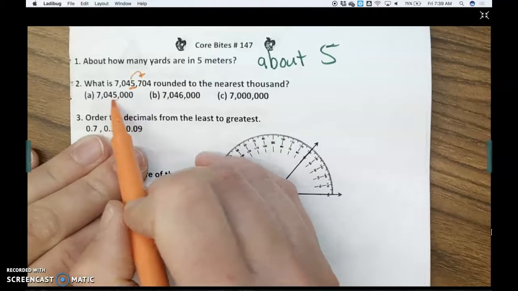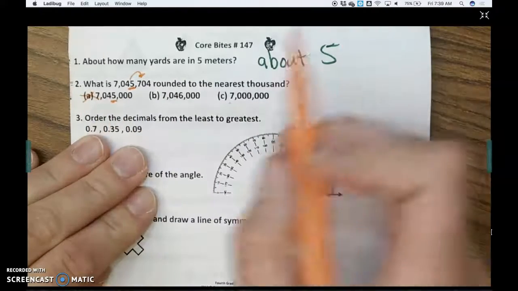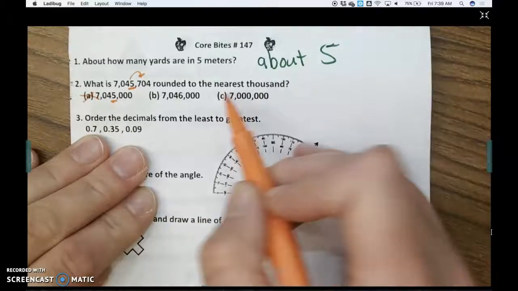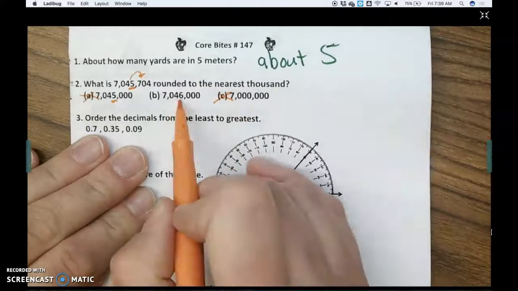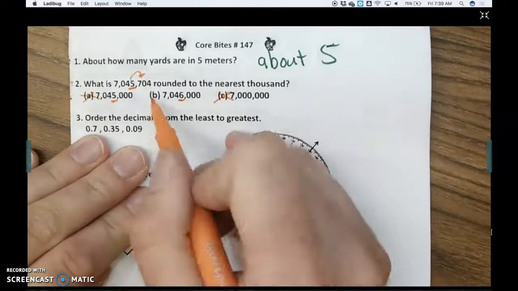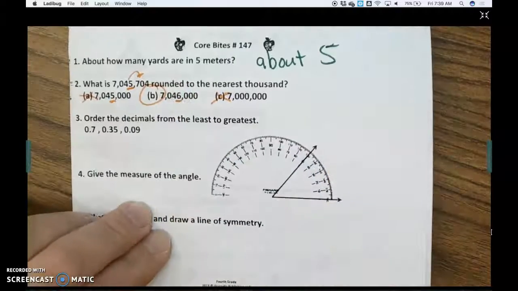Here it says a 5. That's not going to work. Here it's totally non-existent. That's not going to work. Here the 5 became a 6. So that is your best answer.